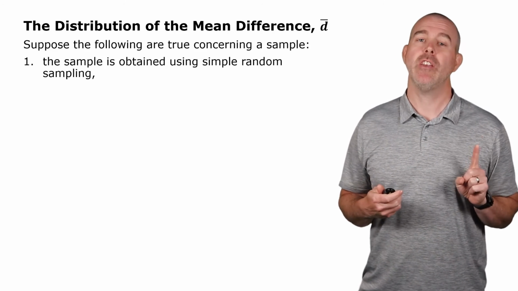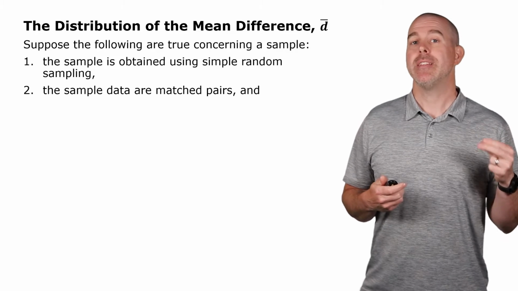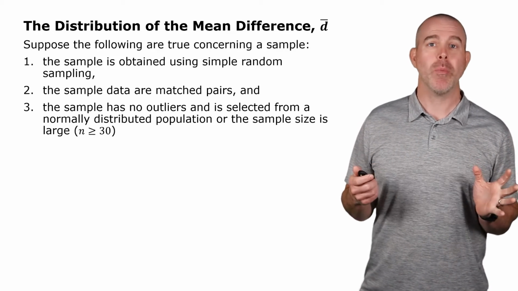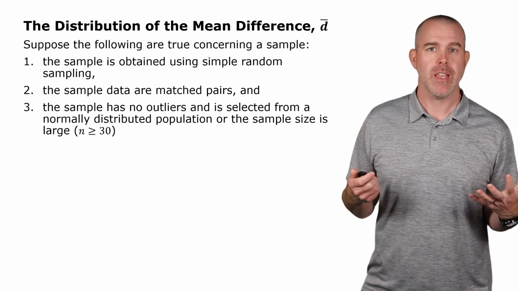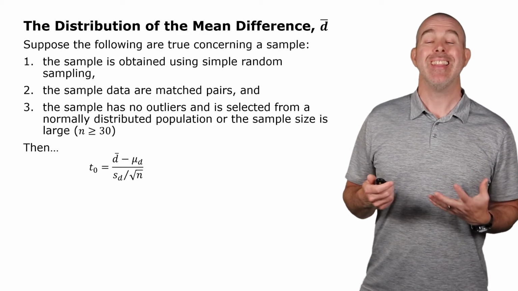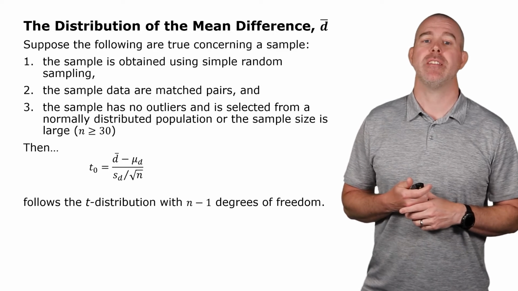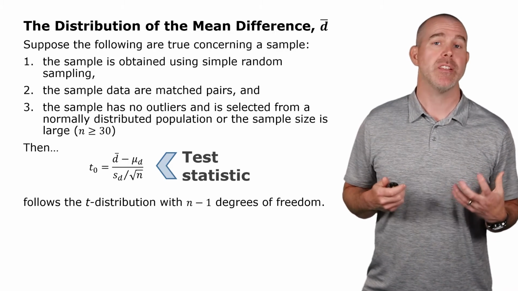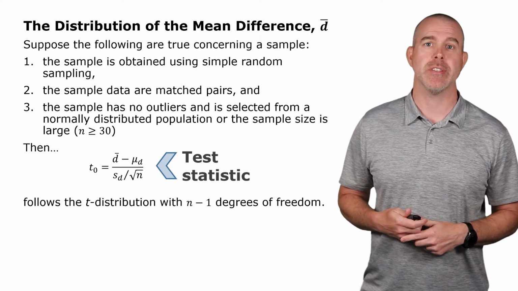if a sample is obtained using simple random sampling, the sample data are in matched pairs, and there's no outliers, and it's either from a normally distributed population or a large sample size, there's our 30 again, then we have this t statistic, and it follows the t distribution. And that's going to be our test statistic for this hypothesis test.